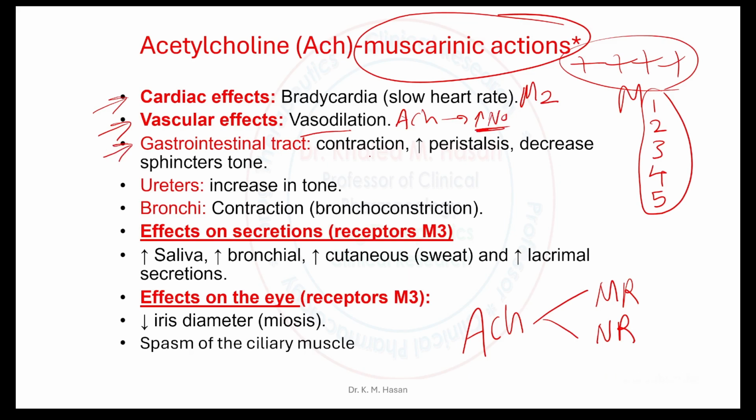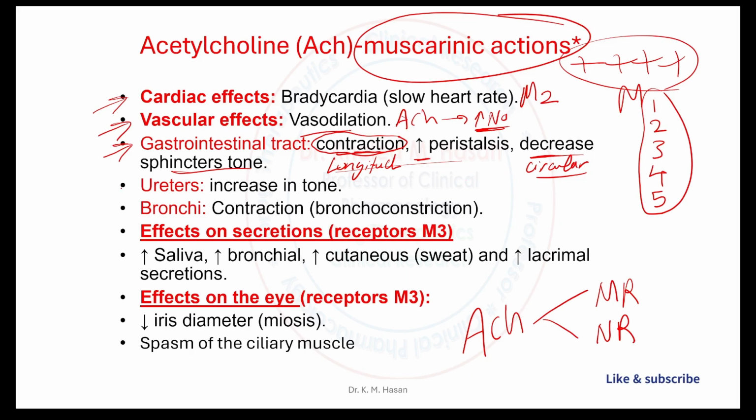In the gastrointestinal tract, the result will be contraction, increased peristalsis, and decreased sphincter tone. So here we have contraction of the longitudinal muscles. We need to note here longitudinal muscle, and decreased sphincter muscle tone. We talk about circular muscle. So acetylcholine leads to contraction of longitudinal muscles and relaxing or decreased tone of sphincter muscle or circular muscle.